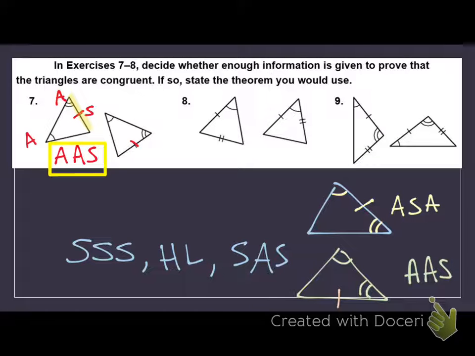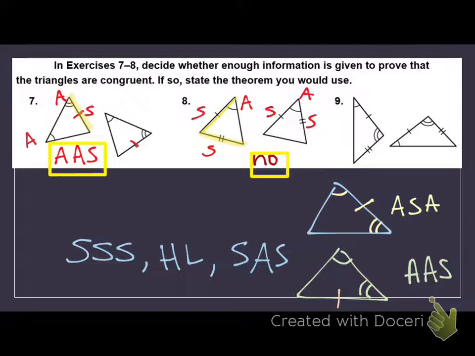Number 8, we got 2 sides and an angle. We want to decide, is it side, angle, side? Is my angle between my 2 sides? On the second one it is, but on the first one, no. So it has to be on both. So it's not side, angle, side. It's not any of the others either. We don't have 3 sides congruent. We don't have a right triangle, so it's not hypotenuse leg. We don't have congruent angles. So this one is just a no. Is it congruent? No.